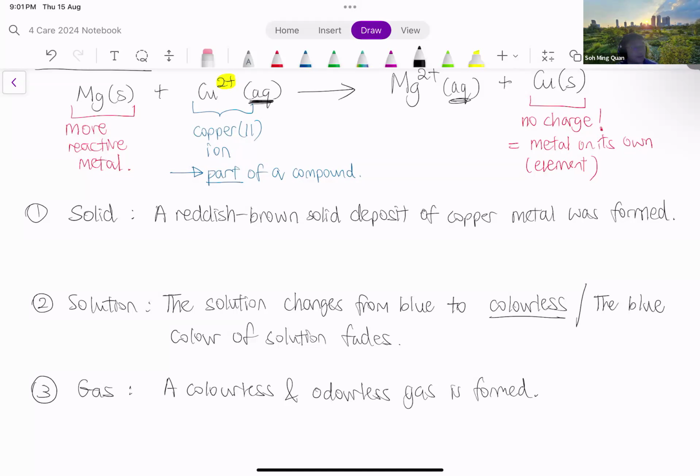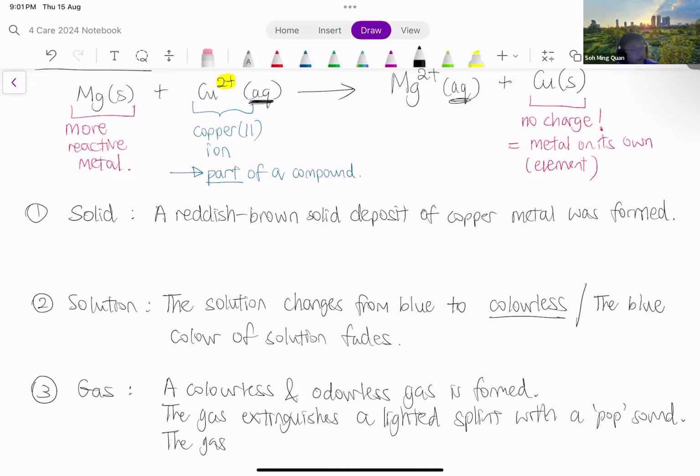Then you must talk about the gas test. Hydrogen, the gas extinguishes a lighted splint with a pop sound. All right? So the gas is hydrogen. Okay, would you also need to write effervescence observed? Yes, you can write effervescence observed. Good. Okay, but the main marks is to do with the gas test.